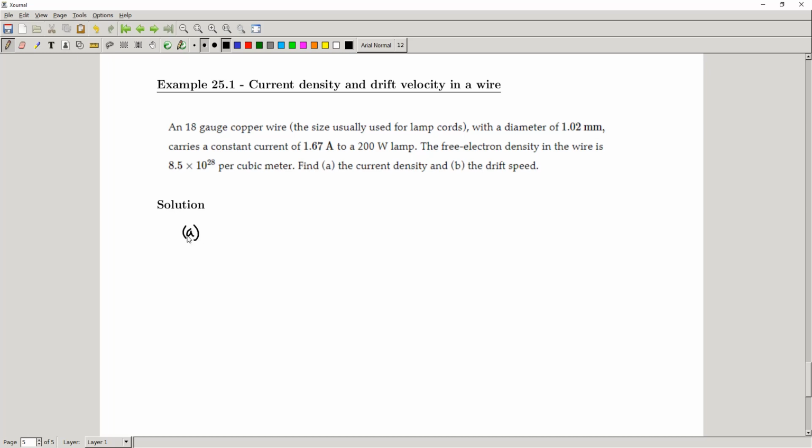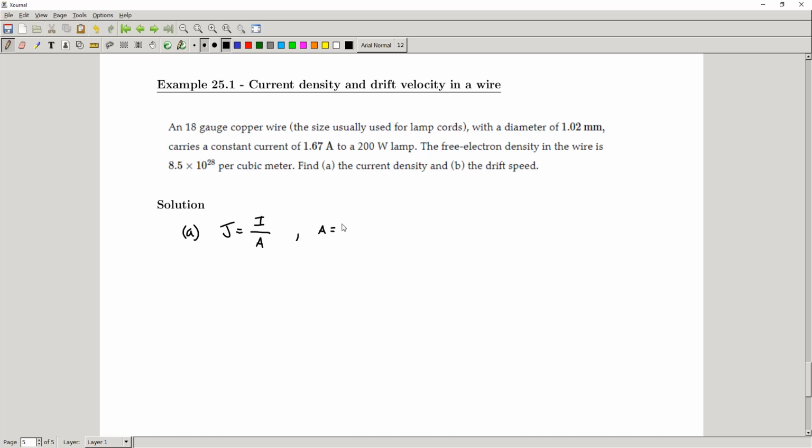So in part A, what do we want? We want the current density. And we know that one definition for our current density is J equals I over A. We're told what the current I is. So really, we're only left to find A, and then we can get at our J pretty easily, right? So our A is just going to be the cross-sectional area of our section of wire.